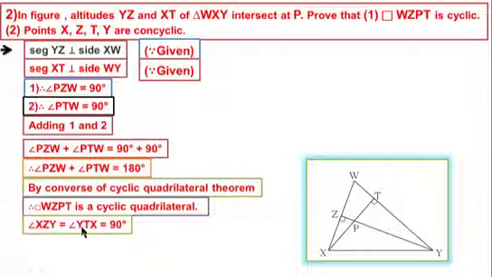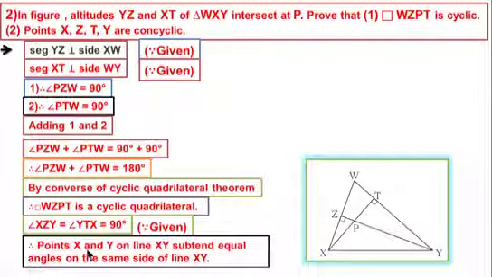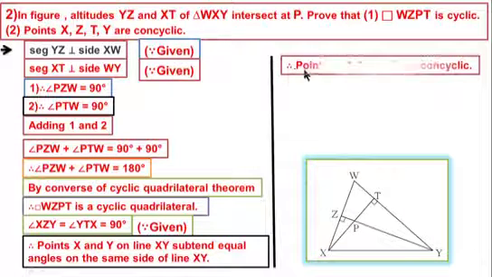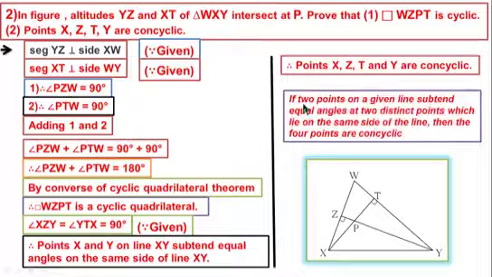Angle XZY is equal to angle YTX is equal to 90 degrees, given. Points X and Y on the line XY subtend equal angles on the same side of line XY. Therefore, points X, Z, T and Y are concyclic. If two points on a given line subtend equal angles at two distinct points which lie on the same side of this line, then the 4 points are concyclic.